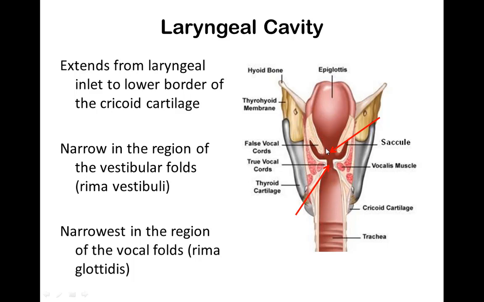We can see two narrowings of this cavity. The first narrowing is here at the level of the vestibular fold. This is the vestibular fold, and this is the vocal fold. This is the true vocal cord. So two narrowings: the first narrowing is the rima vestibuli, and the second one is the rima glottidis.